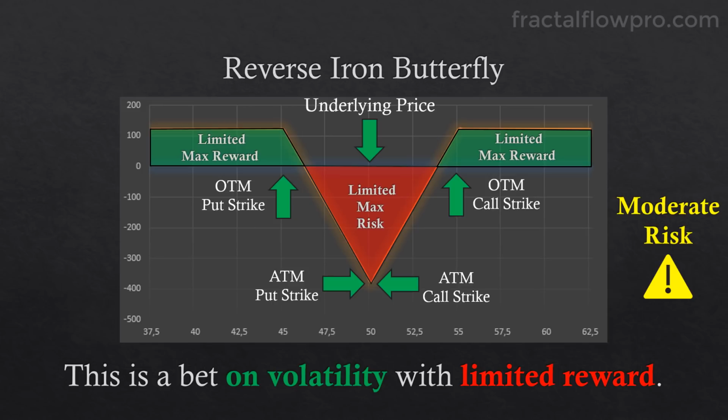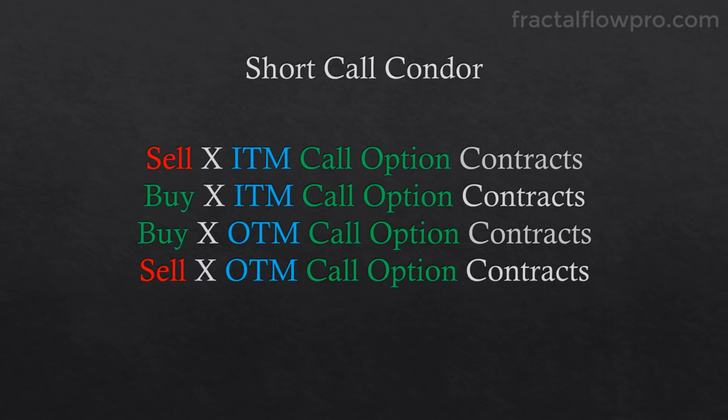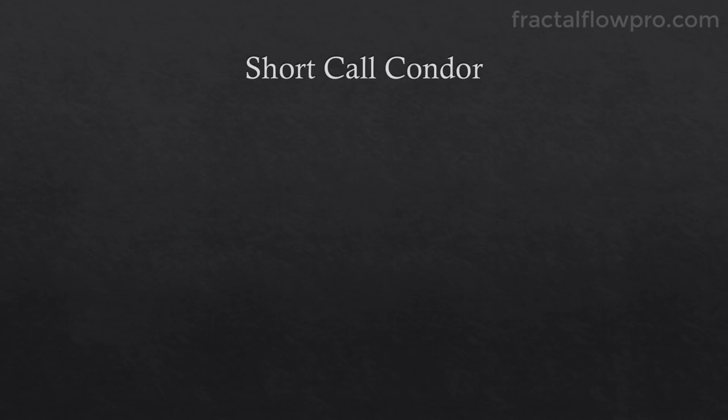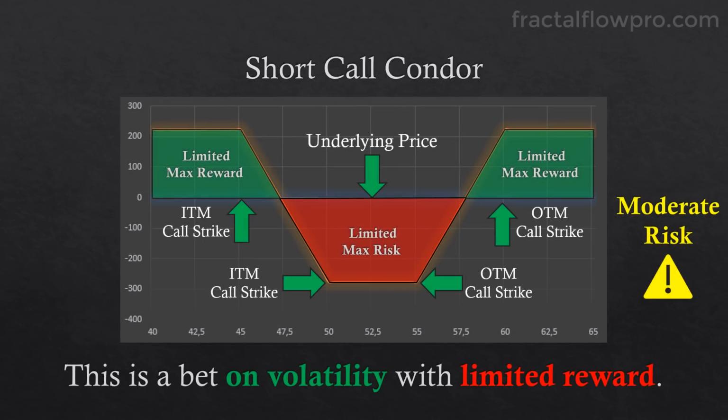The next strategy we're going to study is called short call condor, and it's the mirror image of the long call condor, so it consists in selling an X number of in-the-money call option contracts, buying an X number of slightly less in-the-money call option contracts, buying X number of out-of-the-money call option contracts, and selling X number of deeper out-of-the-money call option contracts. In terms of payoff, we have the long call condor upside down, which means that this is a bet on market volatility.